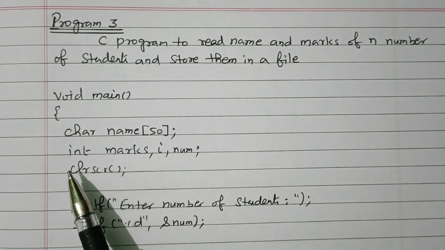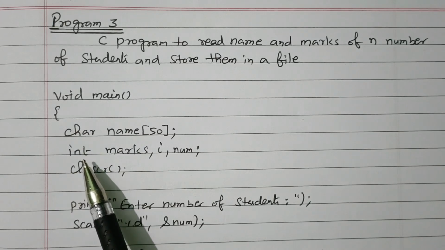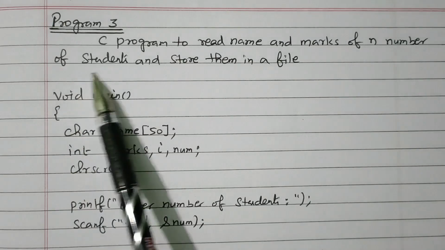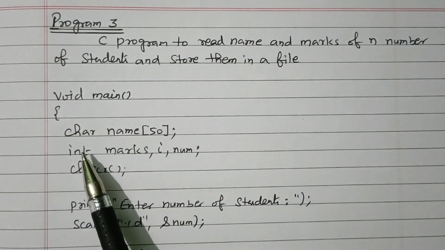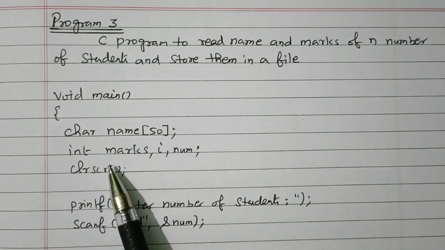We include the header files, stdio.h, the standard input output header file, and conio.h, the console input output header file. We have to include them, that's not given here. Then we have to declare the variables. What are the variables we need? We need name and mark.